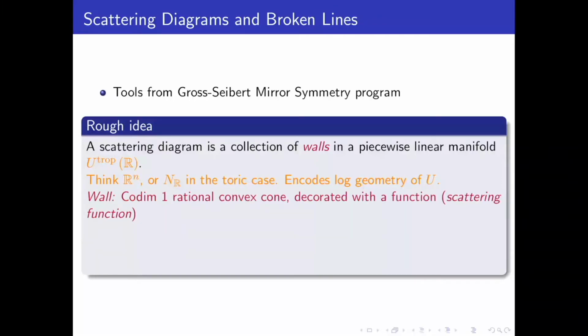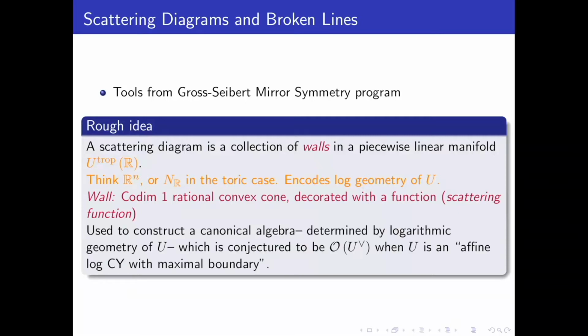Walls are codimension 1 rational convex cones living in U trop R that come decorated with a function, the scattering function. These things are used to construct a canonical algebra. This algebra is determined by the logarithmic geometry of U, and at least conjecturally, in the affine Log-Calabi-Yau with maximal boundary case, the algebra that's constructed is conjectured to be the algebra of functions on the mirror.